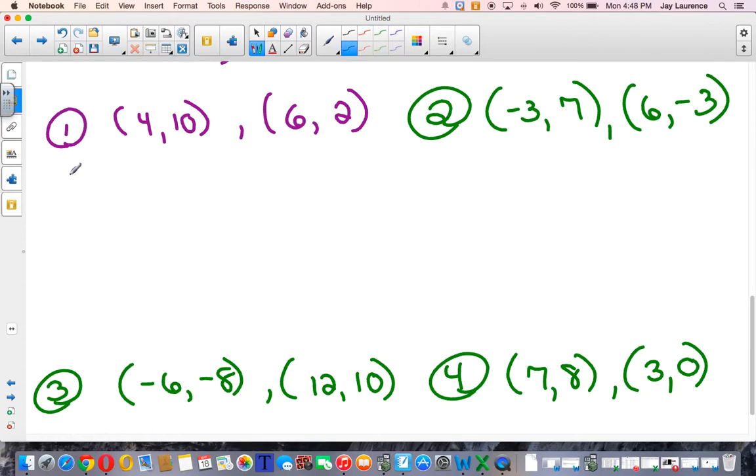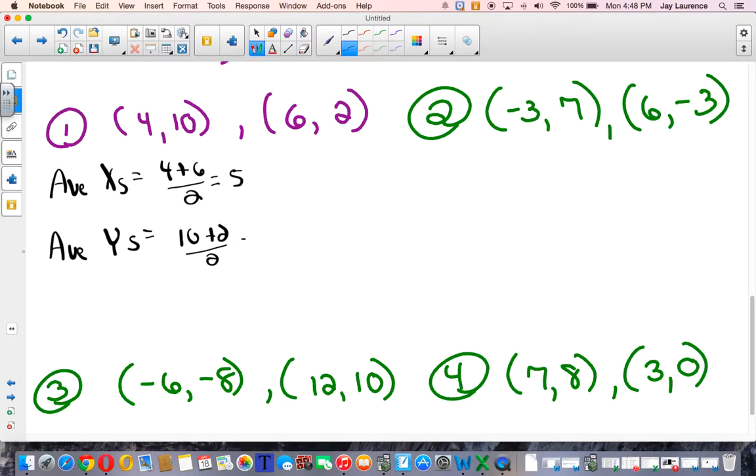Problem number 1, I'm going to average the x's. To average is to add together and divide by how many there are. So 4 plus 6 divided by 2, and that's going to be 5. And then I'm going to average the y's, and that's going to be 10 plus 2 divided by 2, and that's going to be 6. I'm suggesting that the midpoint is at (5, 6).